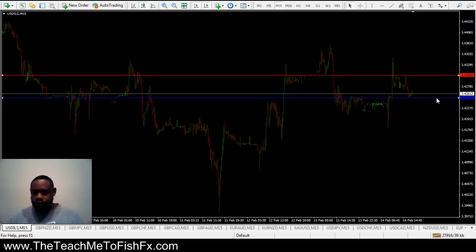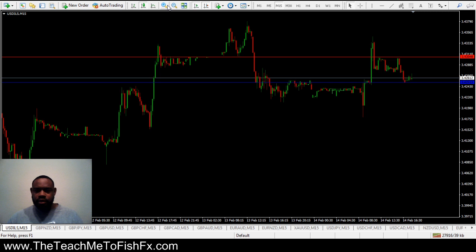Let's go here. You don't want to be waiting all day for this to take place if you're scalping. Okay. Throw in a trend line. Include the wick. Okay, trend line there.